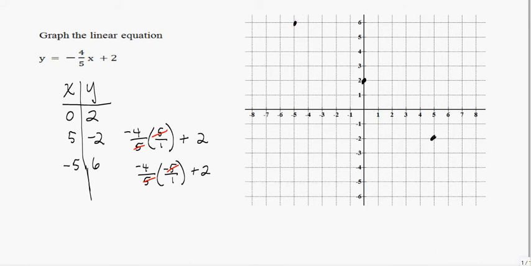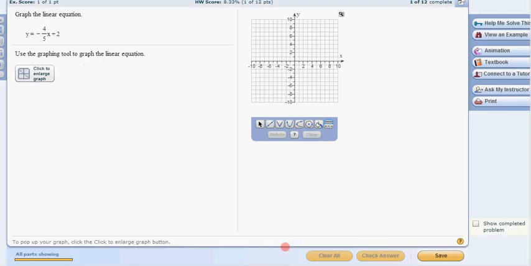Now, all of these look to be lined up, and it's a little tricky to draw a straight line on this thing, but they're close enough to tell that all 3 of them are lined up, so I didn't make any mistakes. So I'm going to go to MyMathLab, and I'm just going to graph the first 2. But like I said, you can graph any 2 of these 3. So let me show you how this looks in MyMathLab.